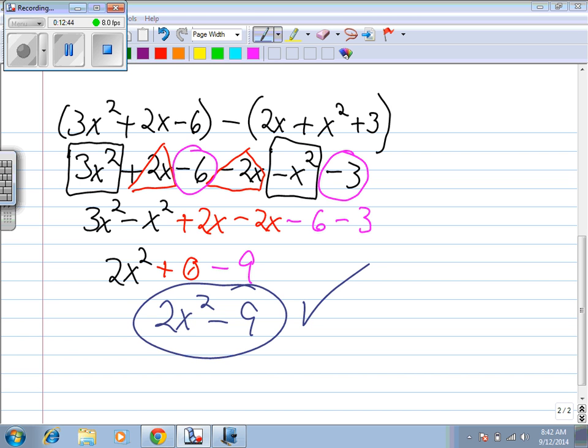All right, those of you in internet land, the answers are, for number 3, 3a plus 5b. Number 7, d squared minus 3d. And number 11, x cubed minus 4x plus 2.